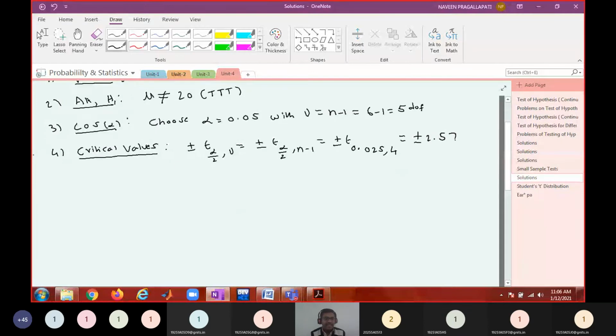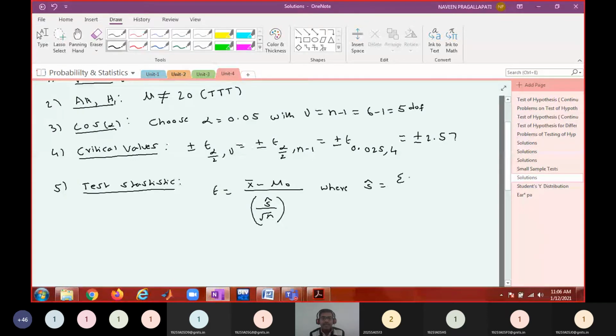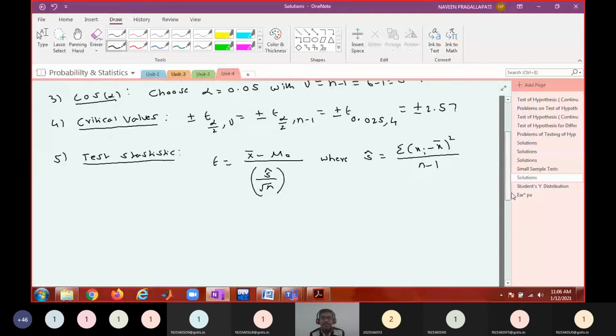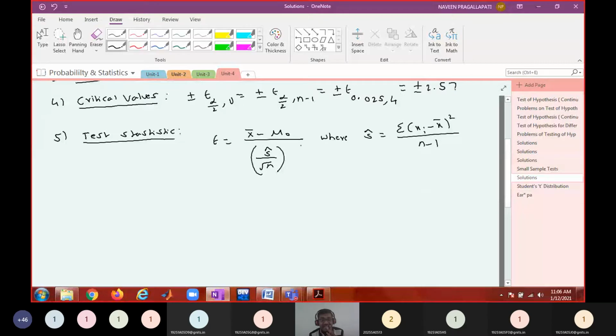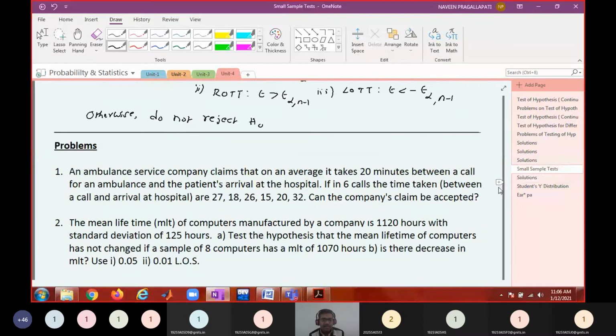So what is the test statistic? The test statistic is going to be t equal to x bar minus mu naught by s cap by root n, where s cap is equal to sigma of xi minus x bar whole square by n minus 1. Sorry, this is under root, no? Did I write it under root?